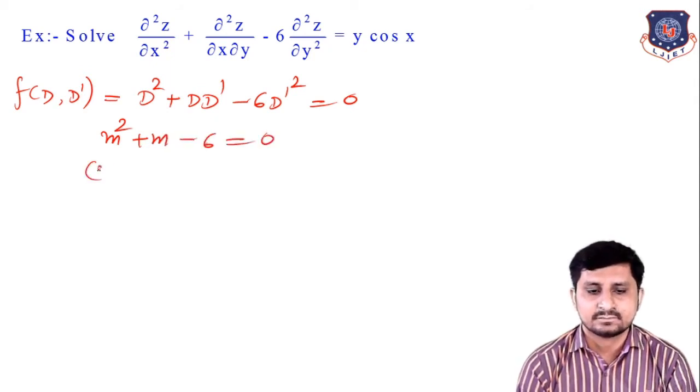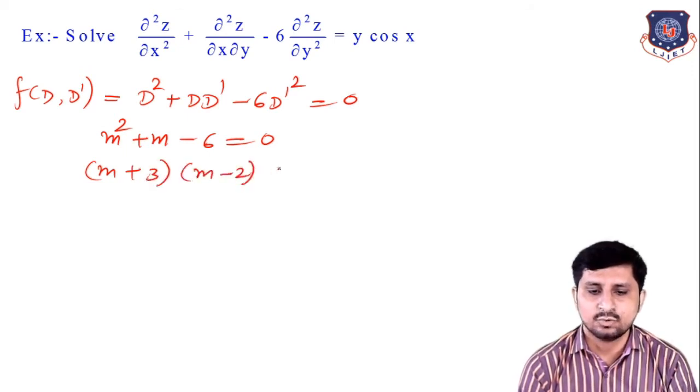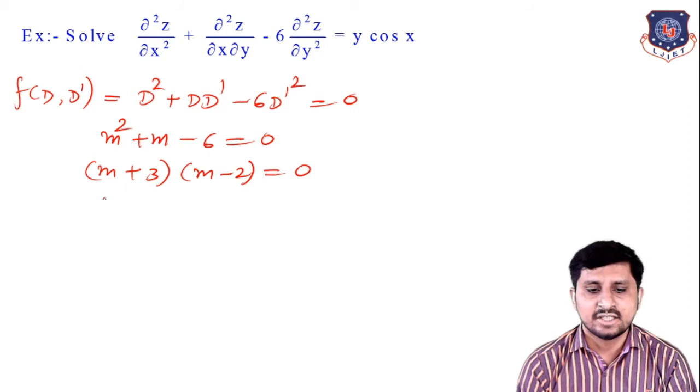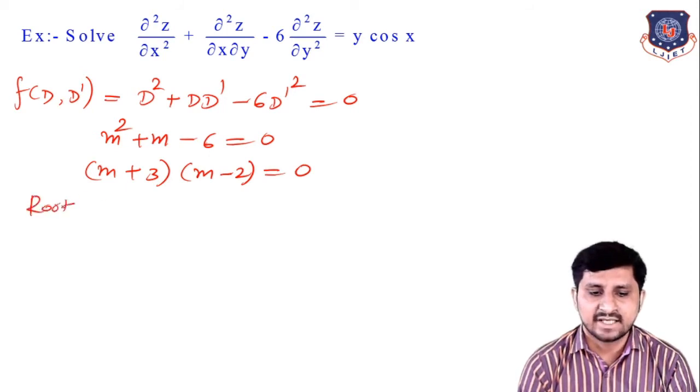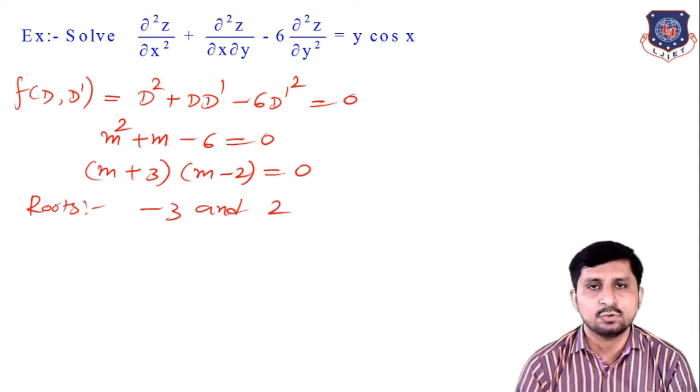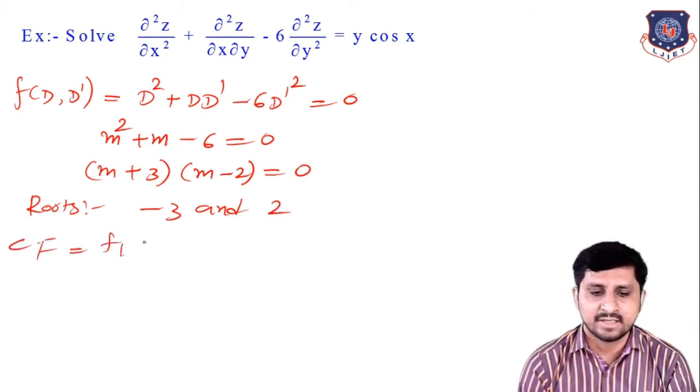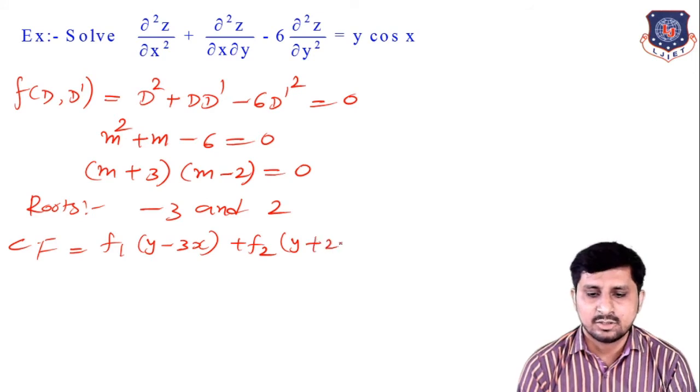So I can write (m plus 3) into (m minus 2) equal to 0. So the roots are minus 3 and 2. Okay, so the complementary function I can write as f1(y minus 3x) plus f2(y plus 2x).